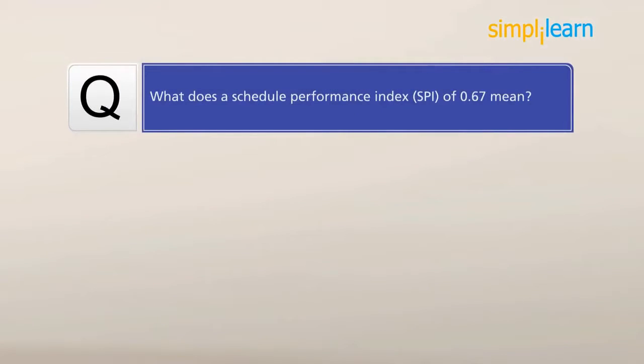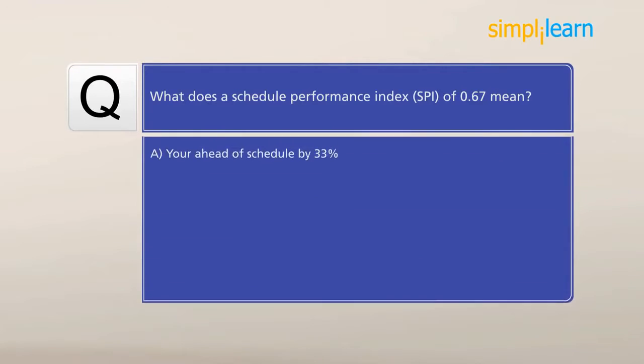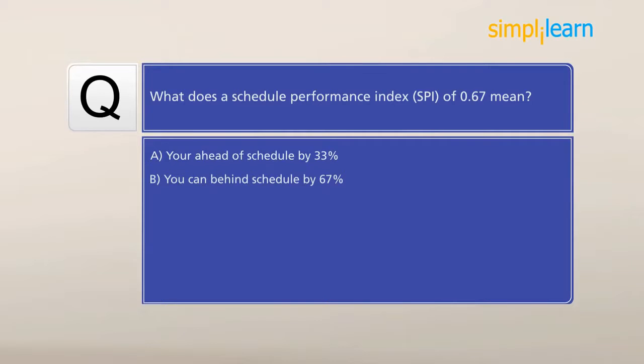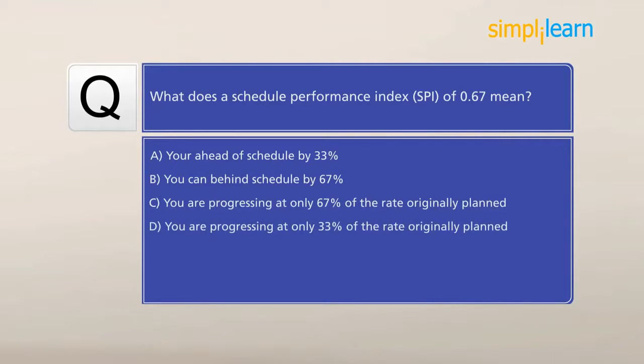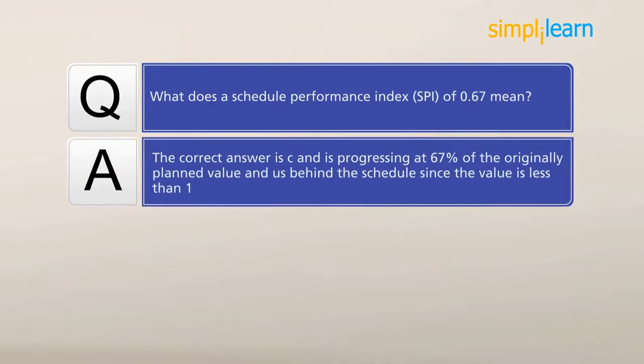Be prepared for a PMP exam question that would look like the following. What does a Schedule Performance Index, or SPI, of 0.67 mean? A, you're ahead of schedule by 33%. B, you are behind schedule by 67%. C, you are progressing at only 67% of the rate originally planned. Or D, you are progressing at only 33% of the rate originally planned. The correct answer is C.